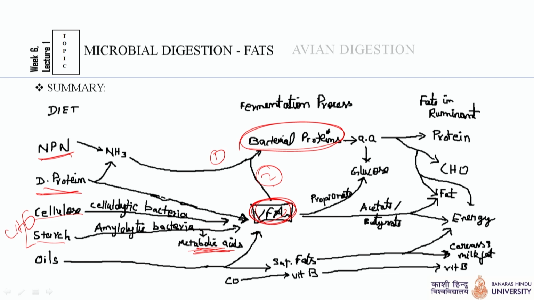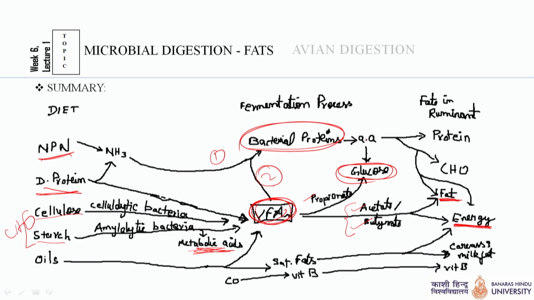Then these volatile fatty acids, there are three of them. One is acetate and the other is butyrate. These are ketogenic in nature. The propionate is glucogenic in nature. So as I told, propionate is glucogenic, that means it will form glucose, okay? And then acetate and butyrate are ketogenic in nature. As a result, they form fat, and then it can be used for energy purposes.